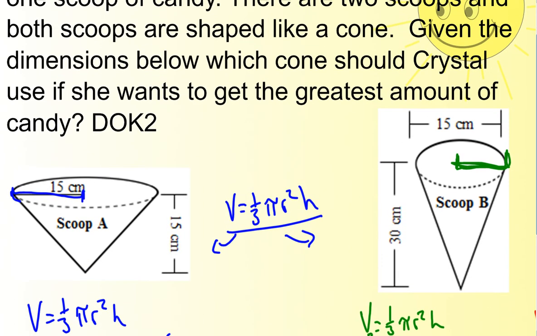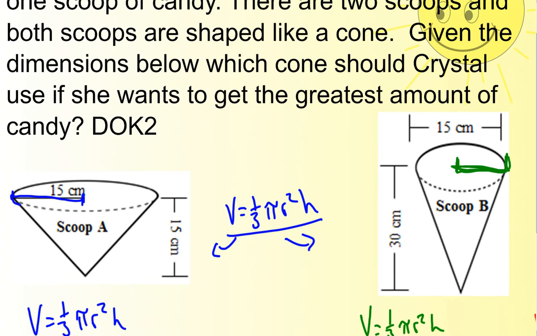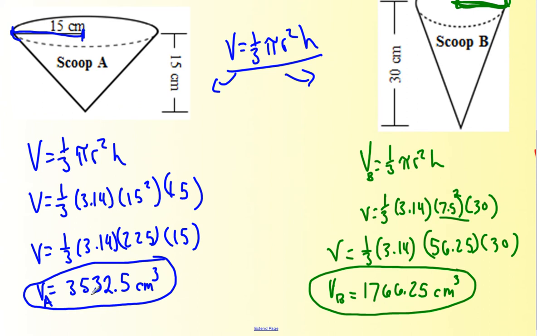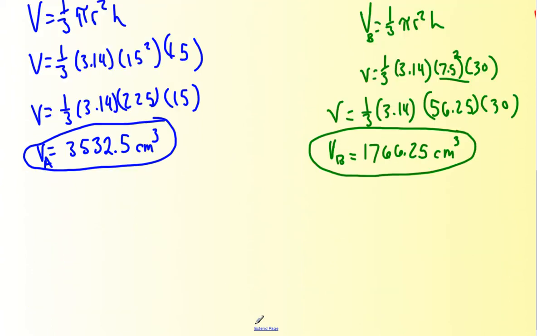All right, so the question is, if Crystal wants to get the greatest amount of candy, which scoop should she use? Well, scoop A gives you a volume of this. Scoop B gives you a volume of this, which means scoop A is clearly the better choice. You get almost double the amount of candy using scoop A. So scoop A is by far the better choice than scoop B. Scoop A has the greater volume.